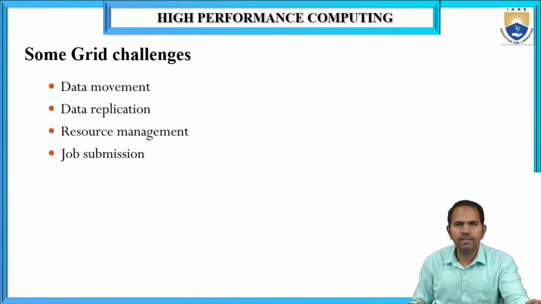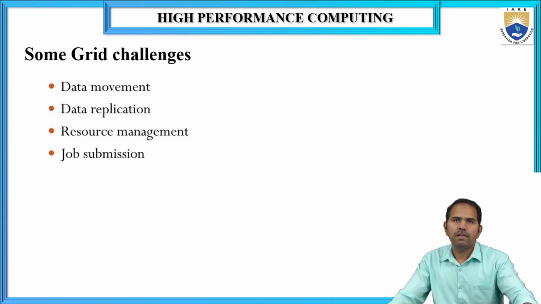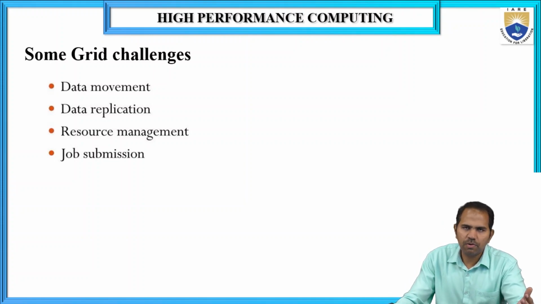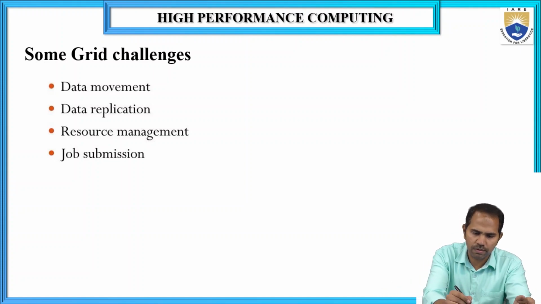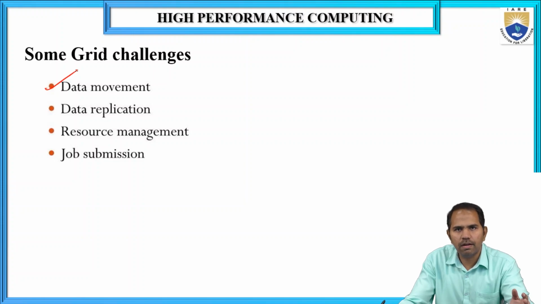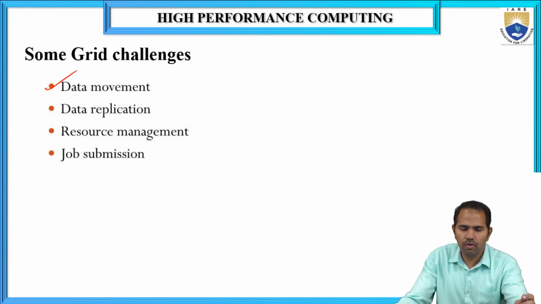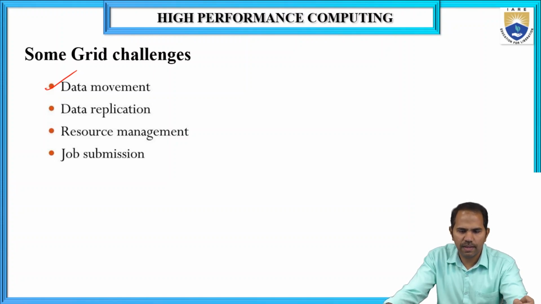Now, some grid challenges. The first is data movement. The challenge is a large amount of data moving from one place to another. For example, we want to transfer data from Hyderabad to Bangalore to Chennai, or Chennai to Hyderabad. That is the major challenge, because a particular amount of data has to be transferred, and still we want it fast, within a fraction of a second, even with a large amount of data. So that is one of the grid challenges.